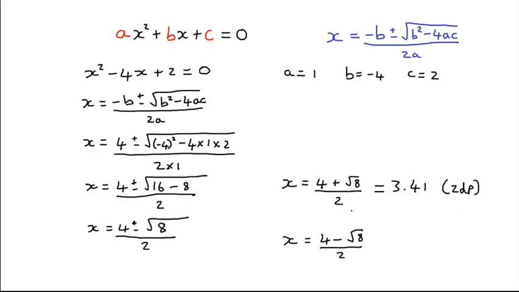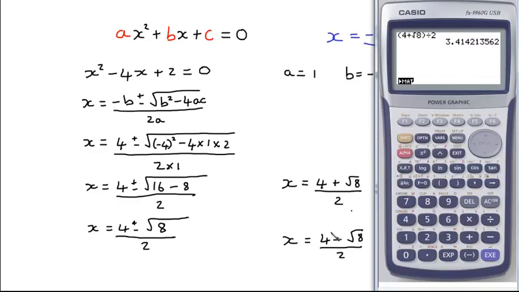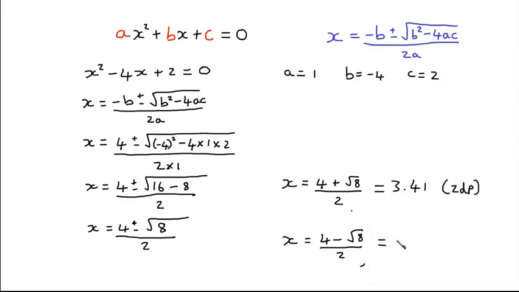And if we go back to our calculator for the second one, we've got 4 minus root 8 divided by 2. So again, we're going to open our bracket. We've got 4 take away square root of 8, close the bracket, divide that by 2, equals, and that's 0.58578, etc., which if we round it to 2 decimal places will be 0.59. So let's write that on here. That's going to be 0.59 to 2 decimal places.